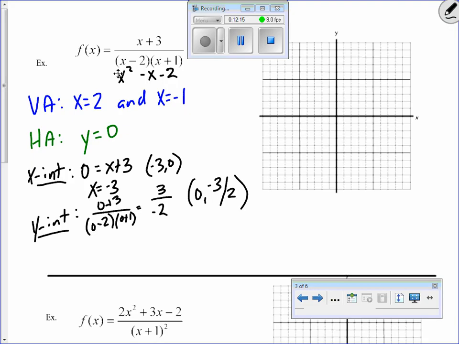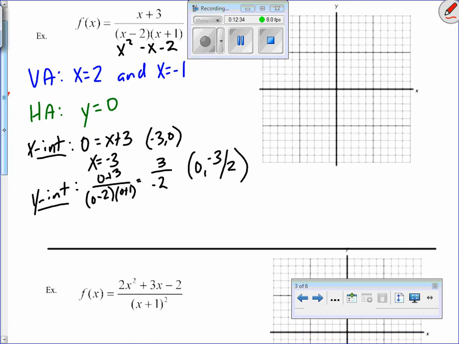Okay. So, we need to see if this function is going to cross our non-vertical asymptotes. In other words, our horizontal asymptote. So, we're going to take that y equals 0, we're going to plug it into our function, and we're going to see if this crosses at some point. And you're going to see that it does. Watch this.